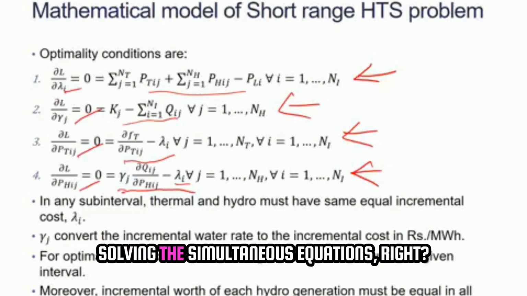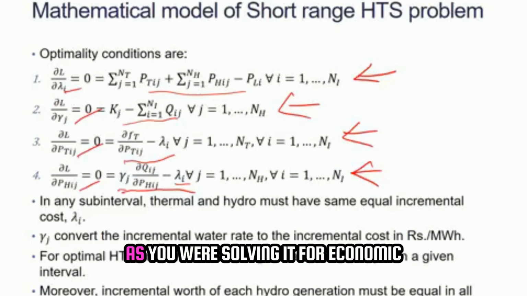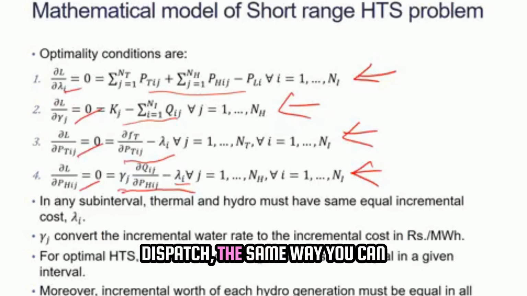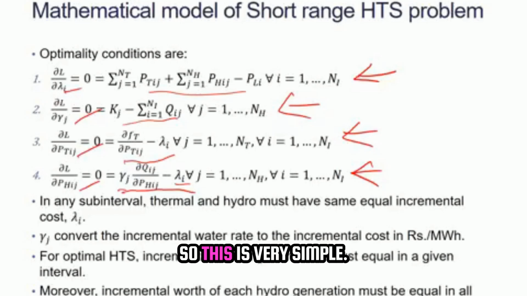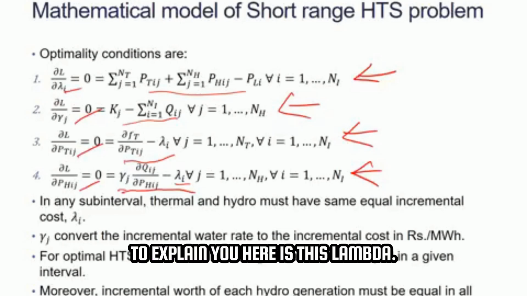by solving the simultaneous equations, right? As you were solving it for economic dispatch, the same way you can solve this problem as well. So this is very simple. I'm not going to detail it here. The only thing I want to explain here is this lambda.